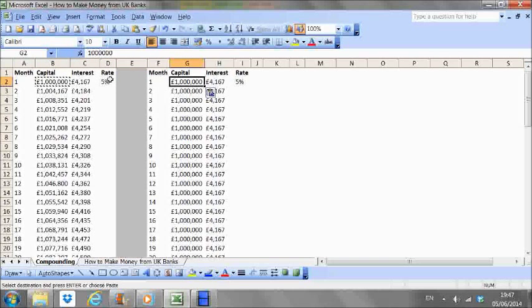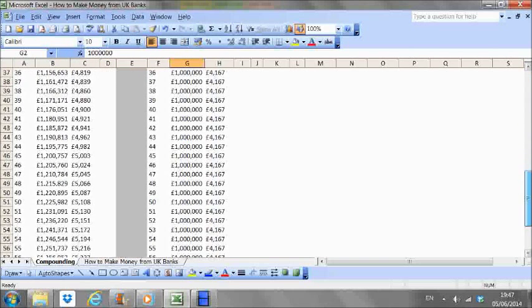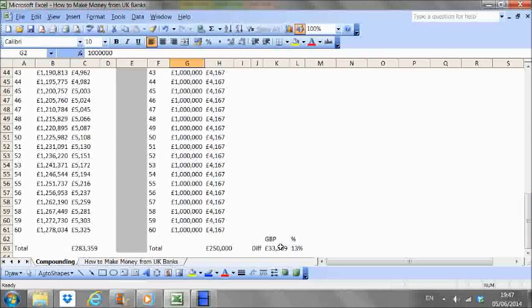£1 million, and we'll do the same for the simple calculation. You go down, we will see the difference. So 13% remains, but that's an extra £33,000 that the compounding calculation has earned on top of what the simple calculation has earned. Now, this is a useful concept to understand because as you reinvest your profits, your dividend, or your interest payment, it can add more to your savings.